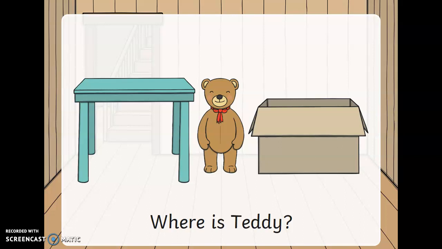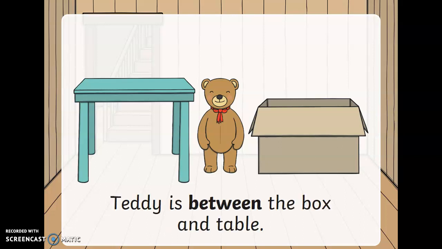Teddy is next to the table. Teddy is next to the box. Teddy is in the middle of the table and the box. Teddy is between the box and the table. Well done.